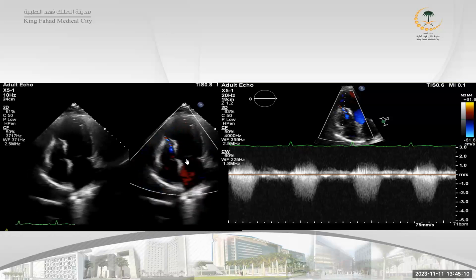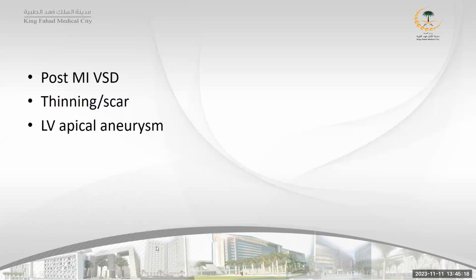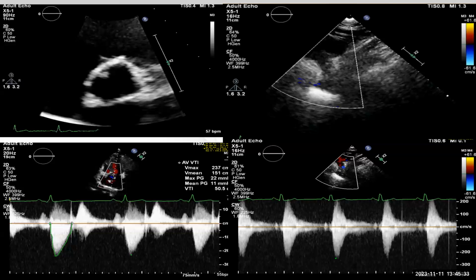However, one of you commented that this is apical akinesia. No, almost always, aneurysmal apex is dyskinesis, okay? It's not akinetic. So both myocardial function VSD or VSR, thickening and scar of the apex, LV apical aneurysm, and this is left to right shunt. And we have severe LV dysfunction with dilatation. Next.